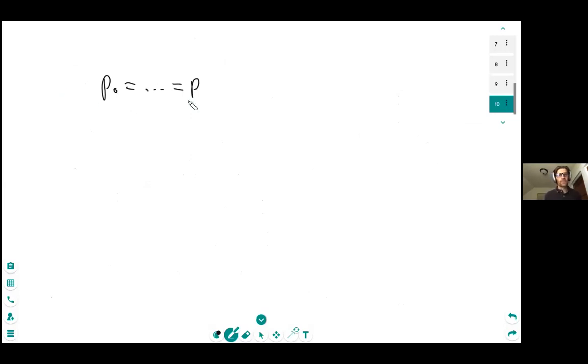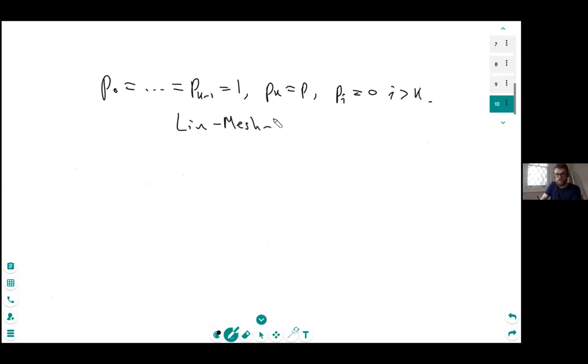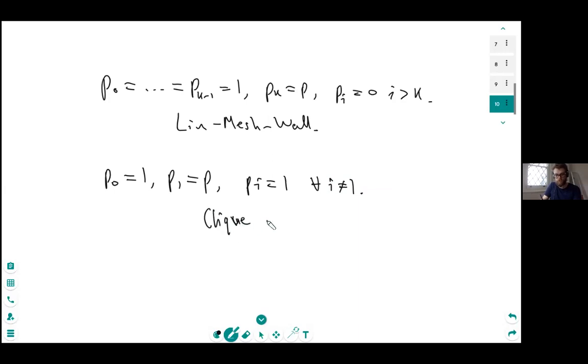Yeah, and so if we have p 0 up to p k minus 1 is 1, and p k is p, and p i is 0 for i bigger than k, this is Linial-Meshulam. Voila. And if we have p 0 is 1, p 1 is p, and p i is 1 for all i not equal to 1, this is clique complexes. So this generalizes both of the former models.